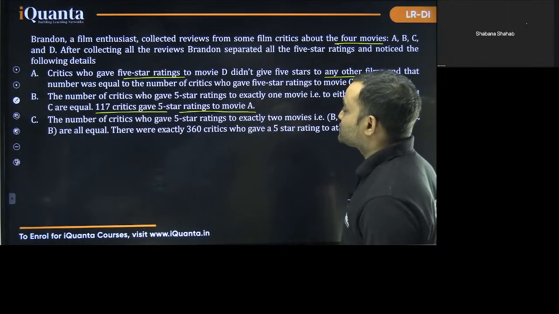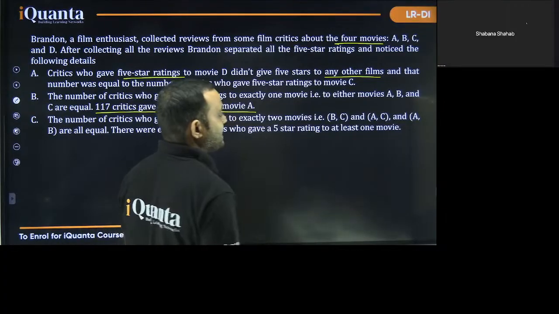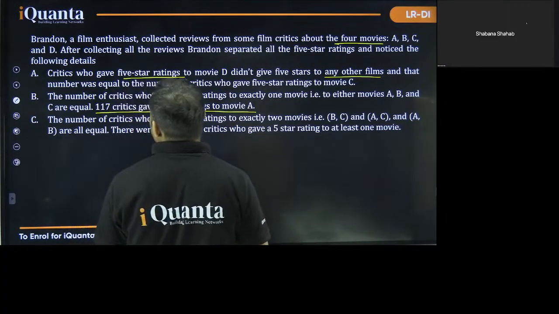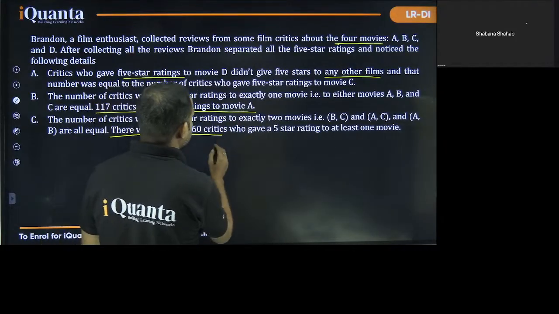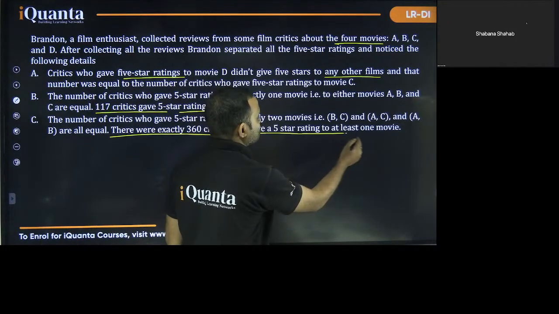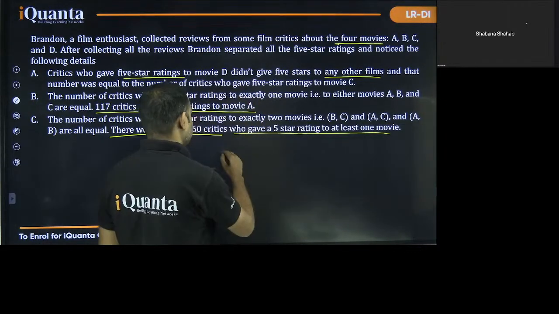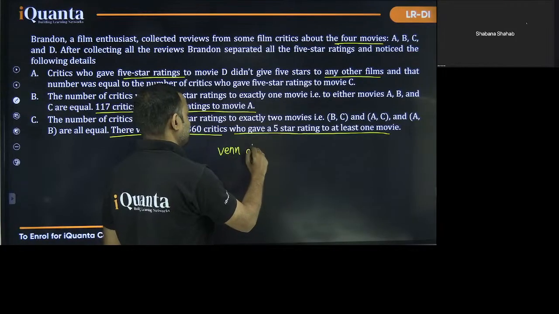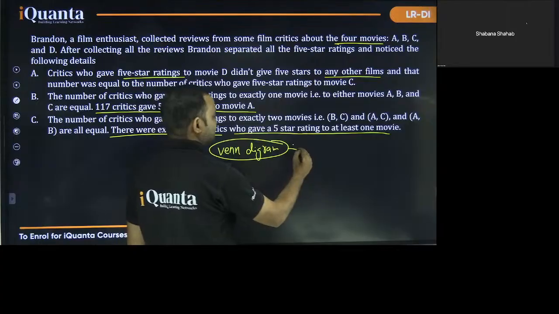The number of critics who gave 5-star ratings to exactly 2 movies, B and C, and A and C, and A and B, are all equal. There were exactly 360 critics who gave a 5-star rating to at least one movie. So this is a Venn diagram question, right? This is a Venn diagram question, but it involves integral solutions.